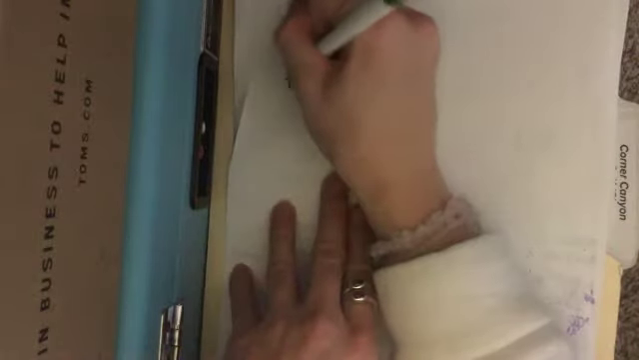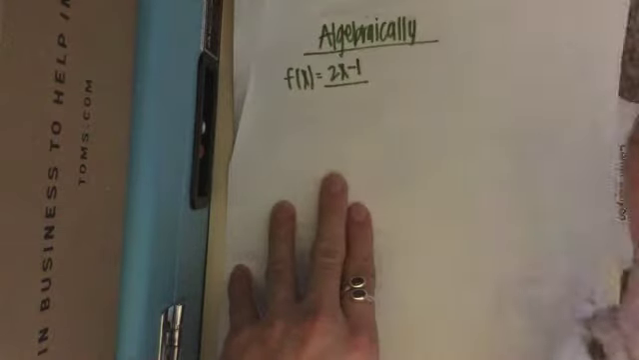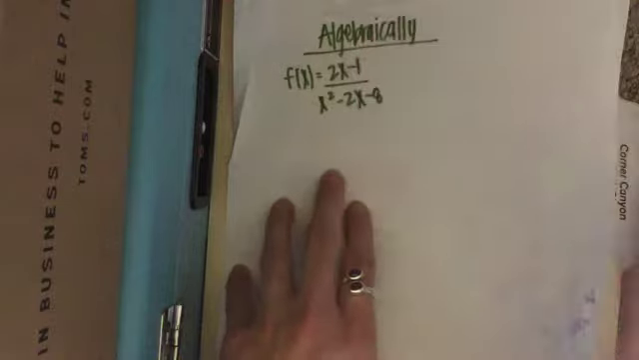So, for a domain, there's really two things when finding it algebraically. So we're just going to write it on here. Algebraically. And these are examples from the notes, so if you printed out the notes, you should be good. So, the first one is f of x equals (2x minus 1) over (x squared minus 2x minus 8).